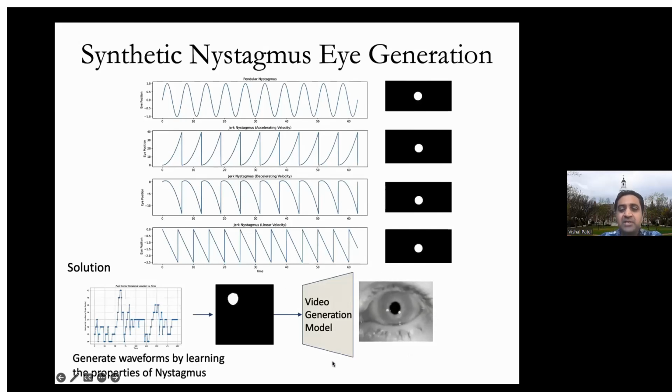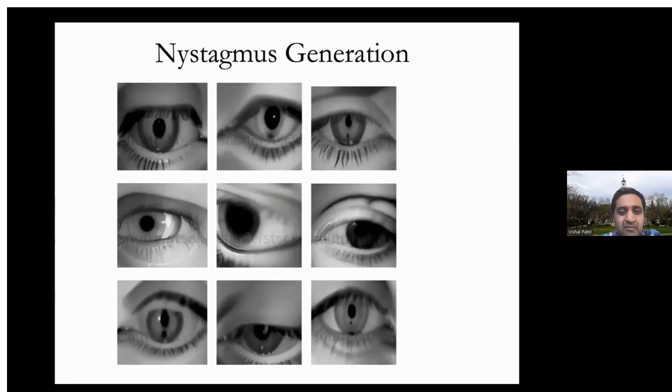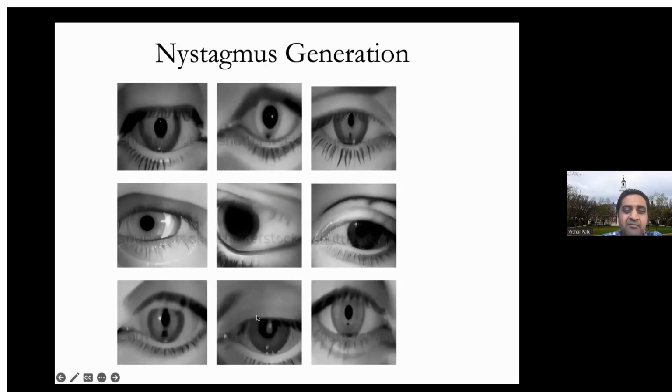And with that, we can now generate very high quality videos. And here are some examples. So these are all generated by a diffusion-based video synthesis model. And you can see that these are all very realistic looking videos.